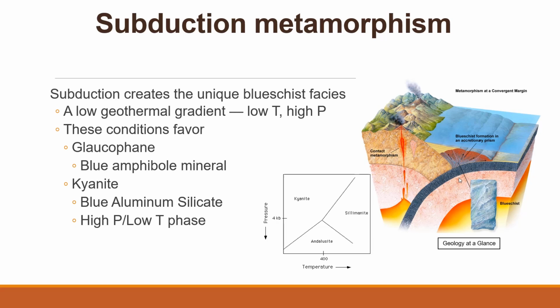Subduction metamorphism creates a very unique set of rocks. They're called the blue schist facies. So this is a low geothermal gradient, so we have low temperatures and high pressures. They're ideal conditions for glaucophane, which is a blue amphibole mineral, or kyanite, which is the blue aluminosilicate. So because we have these blue minerals, we call it the blue schist facies.